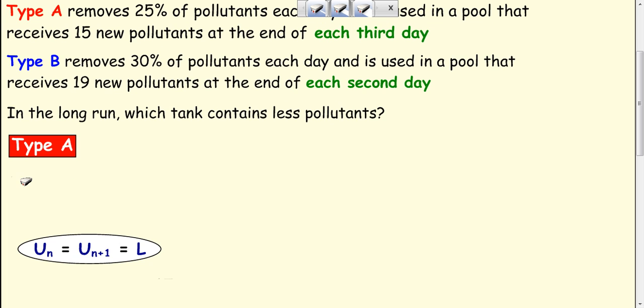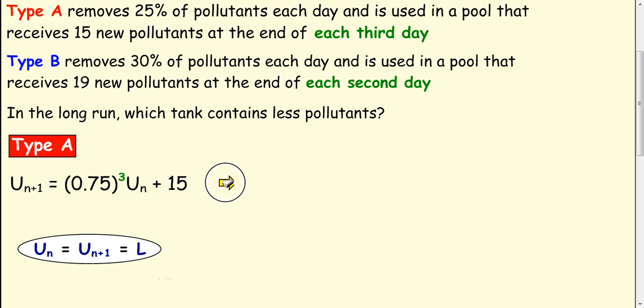So when you're doing your recurrence relation for type A, you want to do 0.75 to the power 3 before you add your 15 on. So it's doing 0.75 and then another 0.75 and then it's going to move another 25%, so another times 0.75 and then it adds on the 15. Now we can do 0.75 to the power 3 to make the recurrence relation more simple, and that comes out at 0.42 rounded to 2 decimal places.